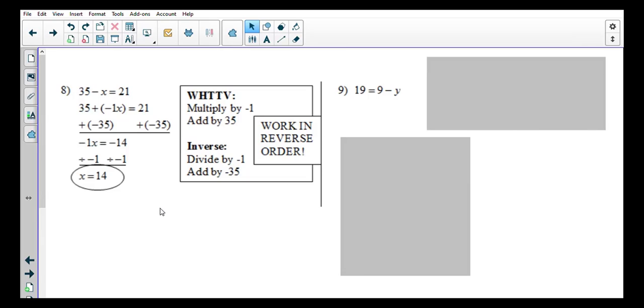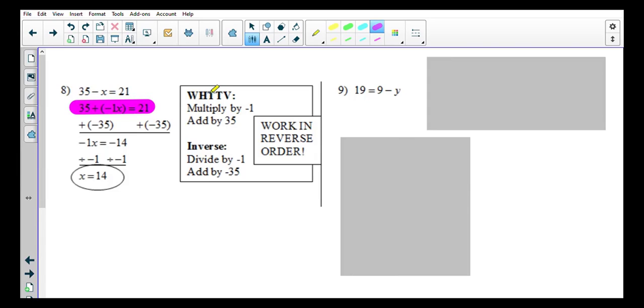So I'm going to ask you many times that anytime your variable comes after subtraction, that you rewrite it as an addition problem, that you add the opposite. So I'm actually going to rewrite 35 minus x equals 21 as, I'm going to highlight this in purple, 35 plus negative 1x equals 21. I'm also adding a coefficient of negative 1 in front of the x. I'm not really adding it. It's already there. It's just not normally shown. So I'm going to rewrite it as 35 plus negative 1x equals 21.